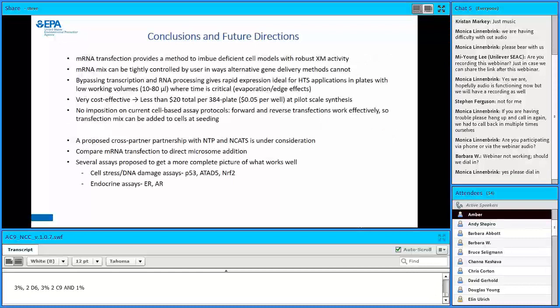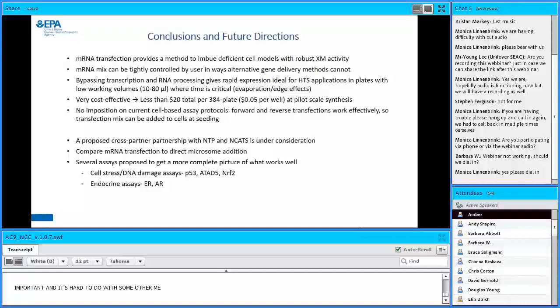But I will say that this transfection method does imbue deficient cell models with robust xenobiotic metabolism activity. It does let you control gene delivery in a way that lets you control expression in a way that typical gene delivery methods do not. So that titration of exactly 4% P450 oxidoreductase, if I showed you the graph, what you'd see is if we went above 4%, it actually hampered CYP activity. And so being able to tightly control the ratio of P450 oxidoreductase to cytochrome P450s is really important, and it's very hard to do with any method other than what we're proposing here.